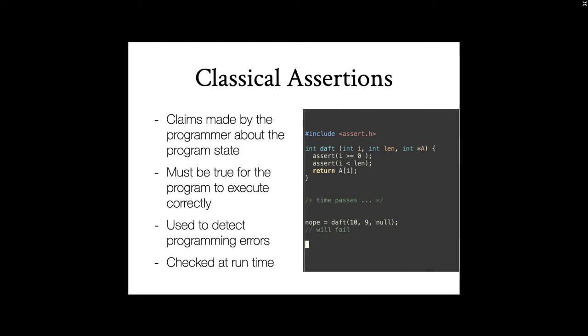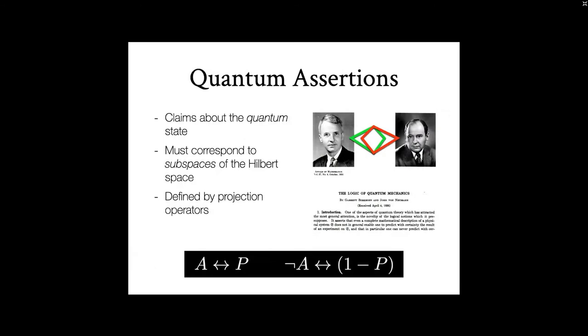It's always about what's the content of the variables. So in the quantum case, it must also be about the state. And the only questions that a quantum state can answer are questions about subspaces. Which subspace of the Hilbert space is it in? And subspaces are defined by projection operators. And this is the core idea of the original logic of quantum mechanics from 1936 by Birkhoff and von Neumann.